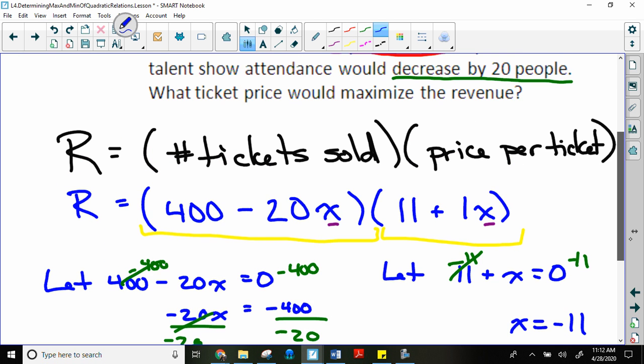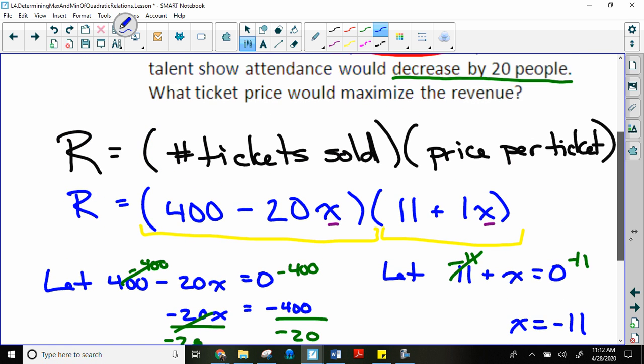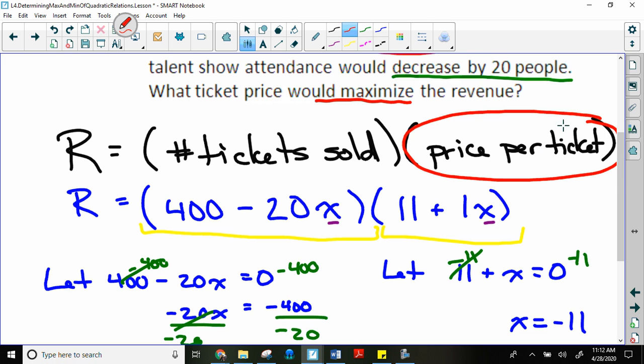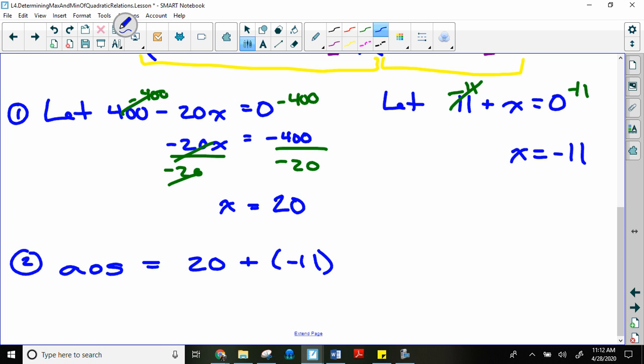Okay, what price would maximize the revenue? This question wants to know what price would maximize this situation. So we need to find the vertex because it's asking for a maximum. Okay, we need to find the vertex. And now that we've got the zeros, our next step, this is step 1, find zeros. This is step 2, axis of symmetry, AOS. Take your two zeros, 20 plus negative 11, divide by 2.